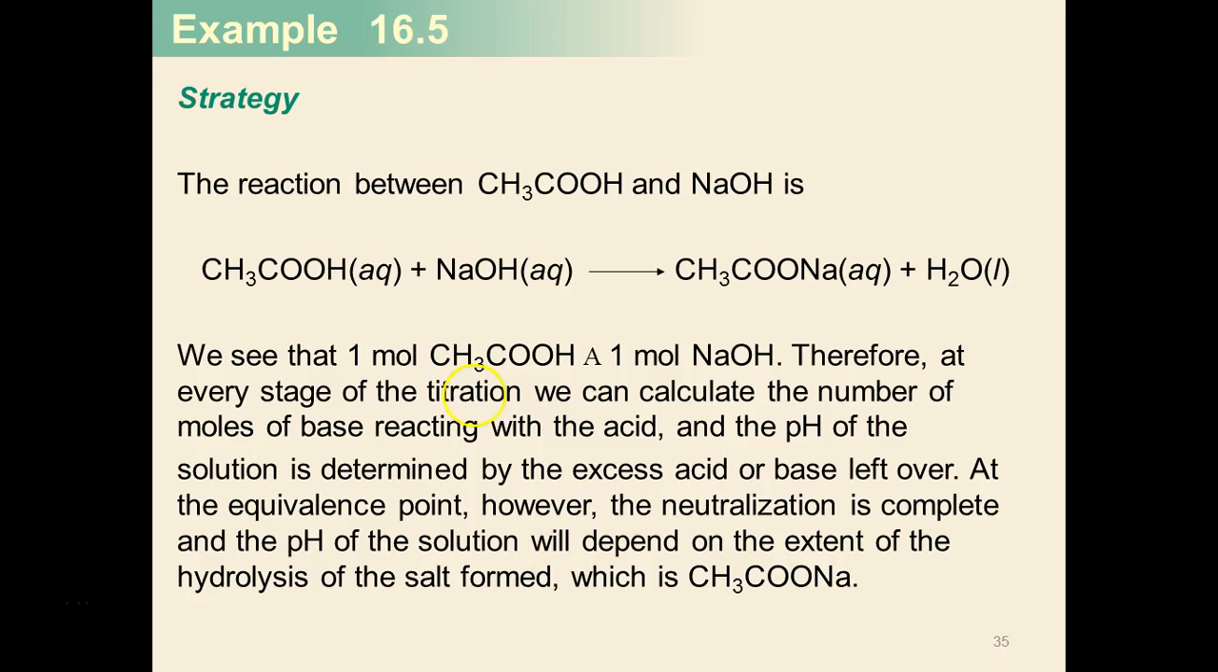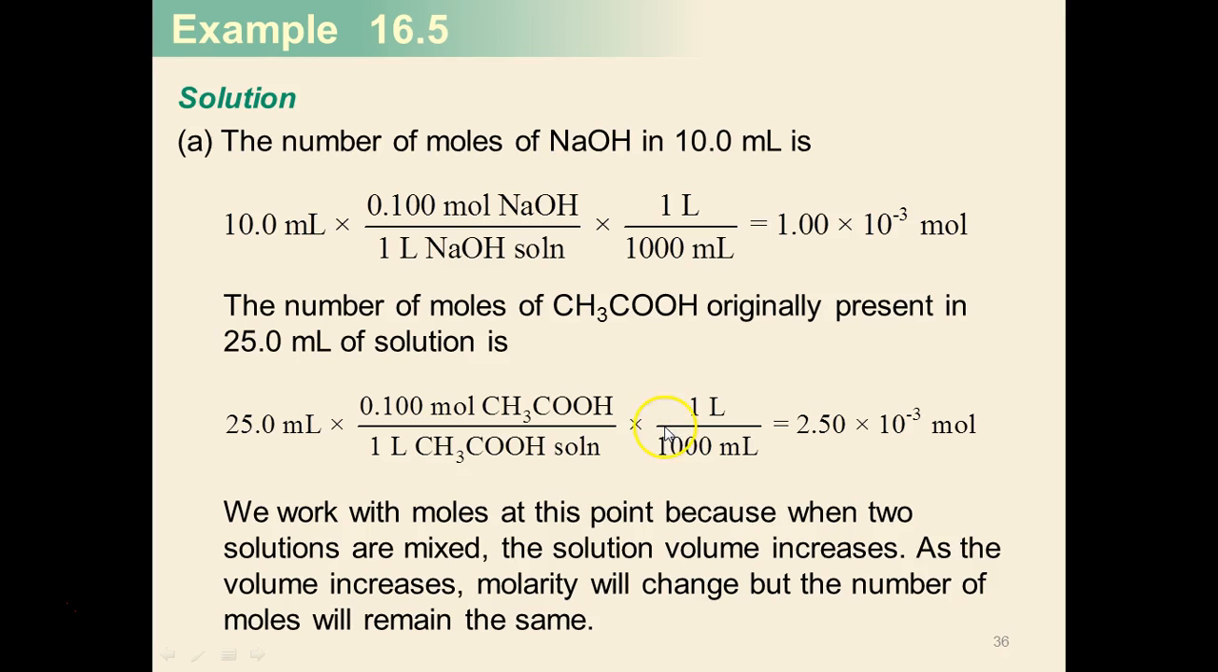But since you're dealing with a weak acid here, the pH will depend on the extent of hydrolysis of the salt formed, or the hydrolysis of the conjugate base of the weak acid. All right, so let's first calculate the number of moles of NaOH in 10 milliliters. In that first instance where we add 10 milliliters of the 0.1 molar NaOH, we had this many moles of NaOH reacted.